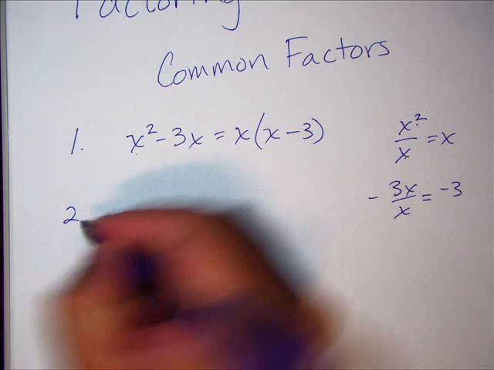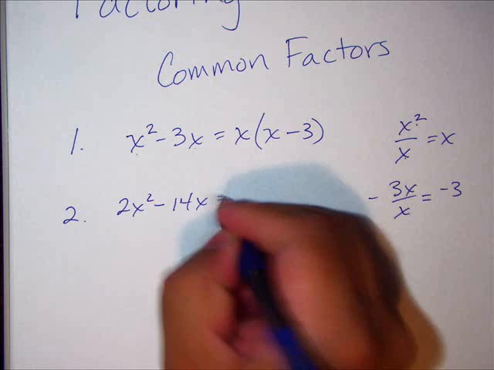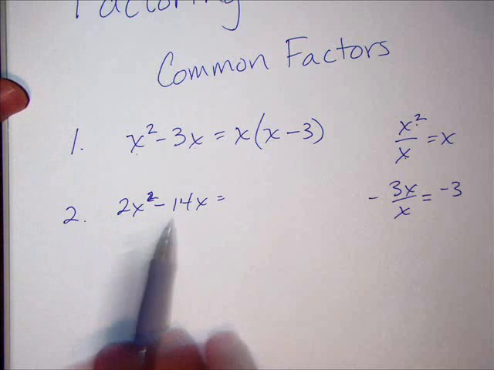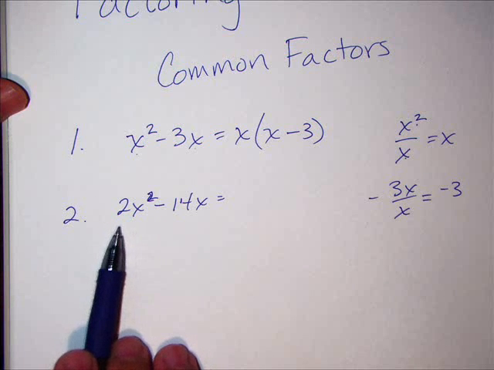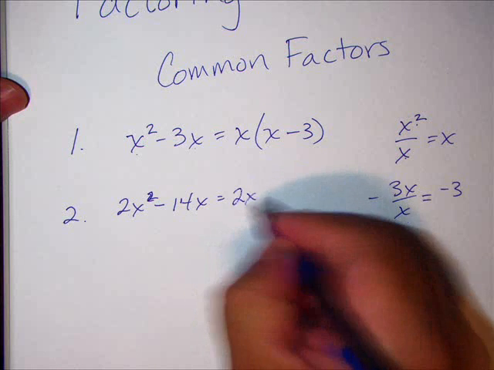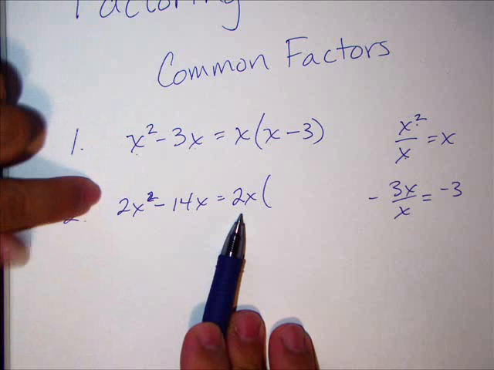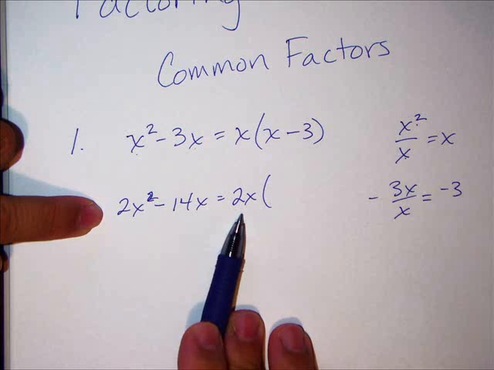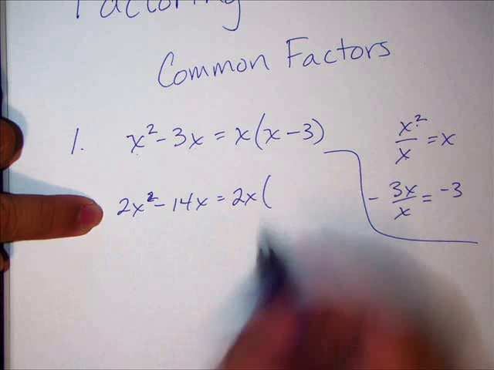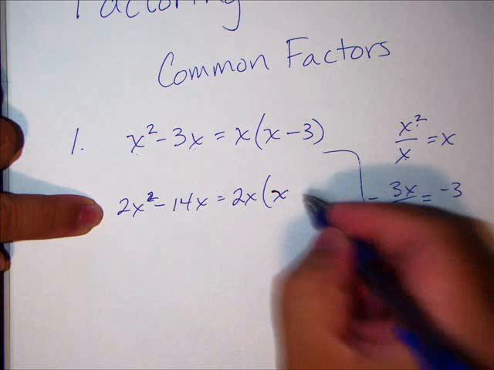Doing another problem, number 2. Same thing with the x, but this time I have some coefficients I should examine. What number will go into both 2 and 14? Easy enough, 2. So it's 2x. My common factor between these two terms is 2x. So what is 2x squared divided by 2x? Well, 2x squared divided by 2x leaves me just x. And minus 14x divided by 2x leaves me minus 7.